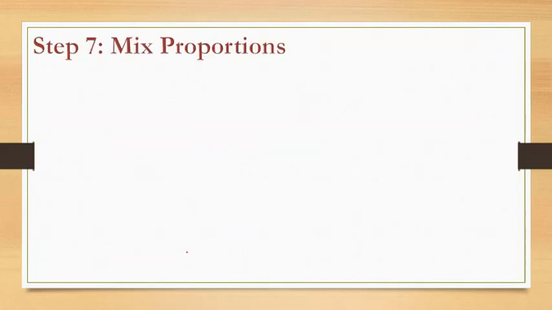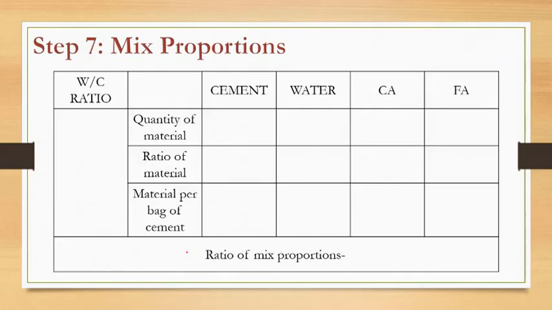So next we have step 7, that is the mix proportions. Here we make a table, and the water cement ratio is 0.40. What are the materials? Cement, water, coarse aggregate and fine aggregate. Now in our question we usually find the ratio of materials, but in this question we also have to find out the material per bag of cement. Now the quantity of material is: cement 310, water 124, coarse aggregate 1531, fine aggregate 506.